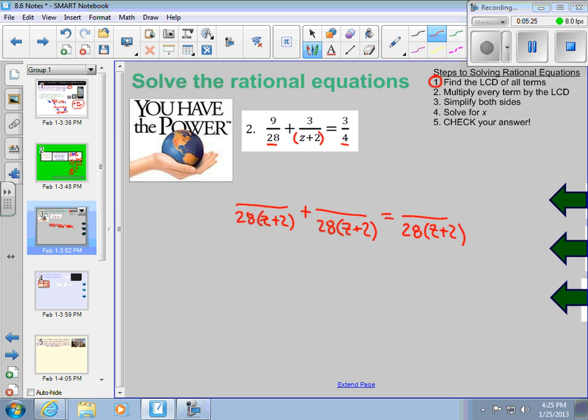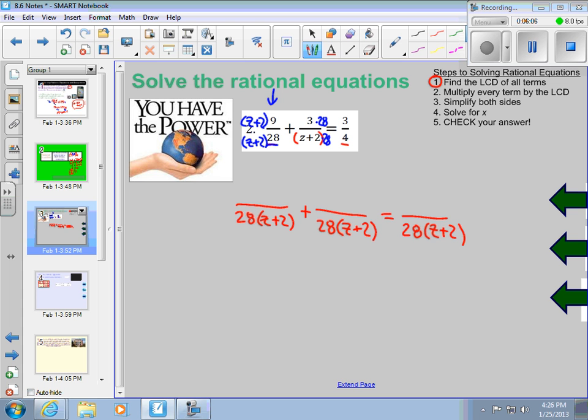Now our goal is to figure out what we're going to have to multiply by to get that denominator. Looking at our first fraction, what should we multiply it by? Well, we already have the 28 right here. What we're missing is the z plus 2. So this first fraction, we're going to multiply by z plus 2. And again, whatever you multiply on the bottom, you have to multiply on top. Let's look at our next fraction. What's that one missing from our common denominator? It doesn't have the 28. So this one we're going to multiply by 28 over 28.